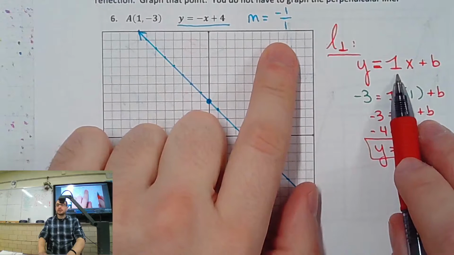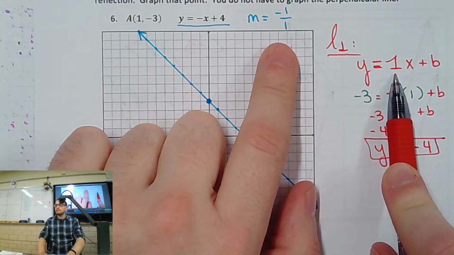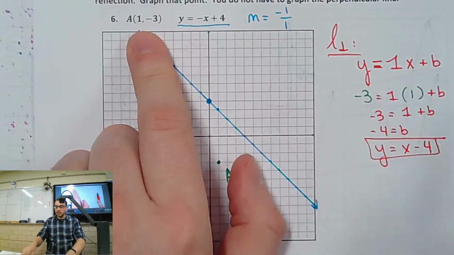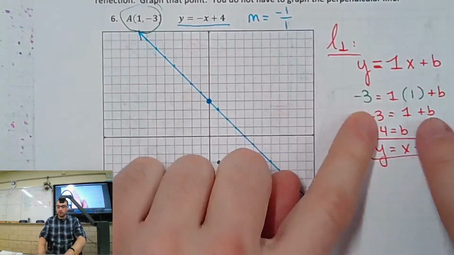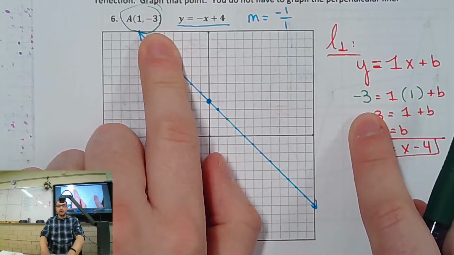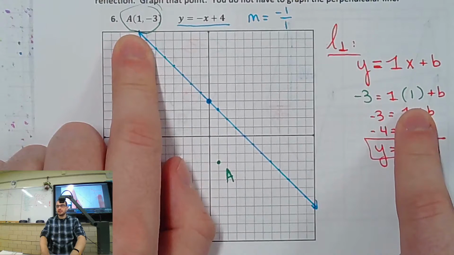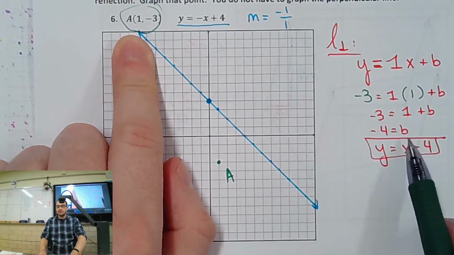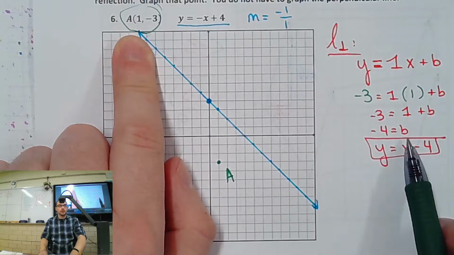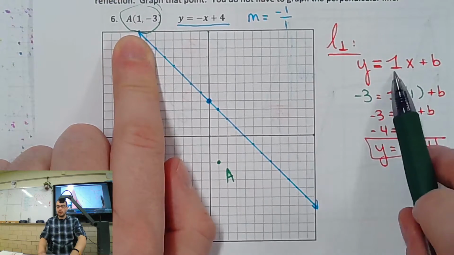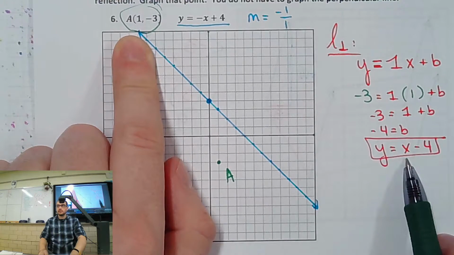Do we see how I flipped and changed the slope sign? Yes. Do we get that? Yes. I plugged in the point they gave us because I wanted to go through that point. Negative 3 goes for the y because that's the y value. 1 goes for the x value because that's the x value. I do math. I find out b has to be negative 4 for that to work, right? So negative 4 down here. Do we see how 1x is the same thing as x? Right? Cool. So that's the perpendicular line.